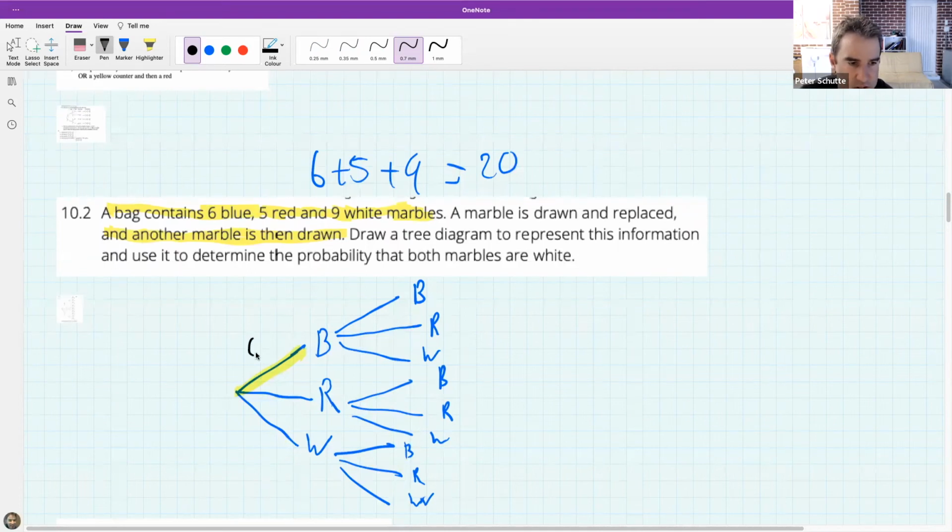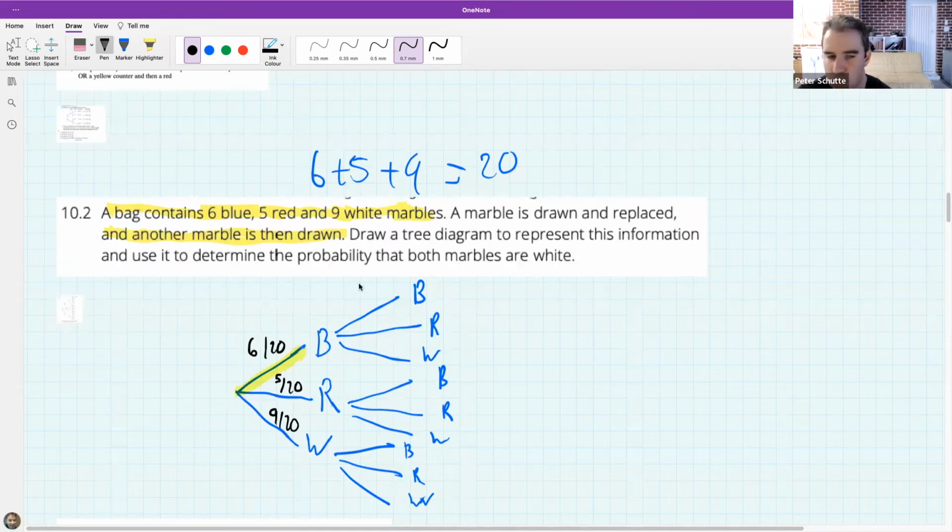So A is going to be 6 out of 20. Yep, I agree. What's the red one going to be? It's going to be 5 out of 20. And this one is going to be 9 out of 20.